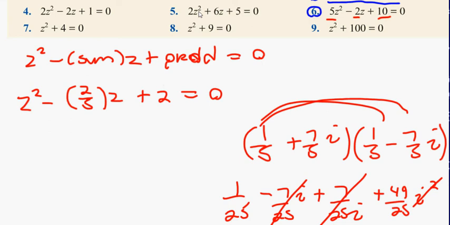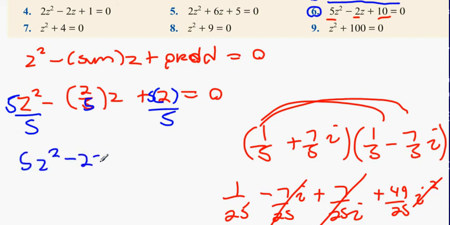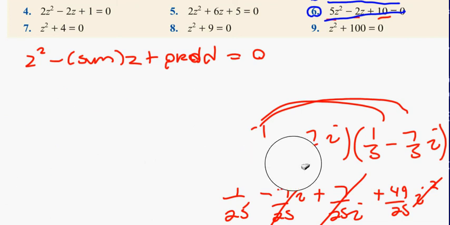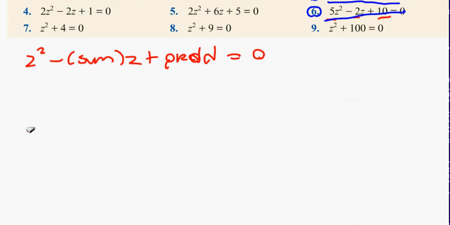Now, this 5 on the bottom, we got to put everything over 5. So that's going to be 5z squared over 5. And this is going to be 5 multiplied by 2 all over 5. And then finally the 5's on the bottom cancel. You're going to get 5z squared minus 2z plus 10 equals 0. Back to the original equation. Once again, you don't have to go back to the original equation, but you might need to know how to go backwards.